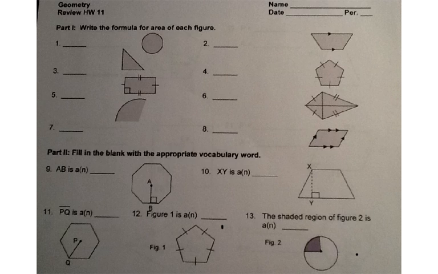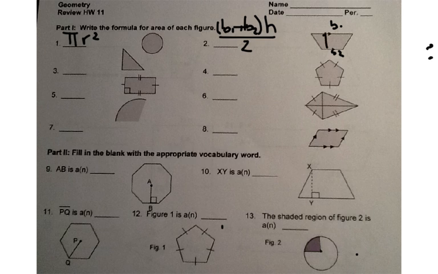So the area of a circle is pi times r, which is the radius, squared. Area of a trapezoid, we take our bases, base 1 and base 2, and we add those together. So we do base 1 plus base 2, times the height divided by 2, and the height is always going to run perpendicular between the bases, which means at a 90-degree angle.